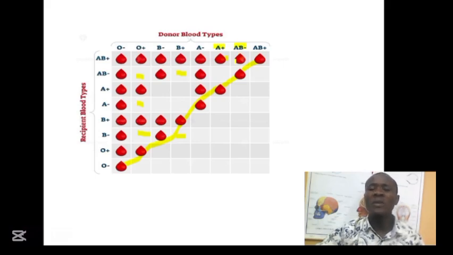So which one now is the universal recipient? Is it the AB negative or the AB positive? You can put that one in the comment section.